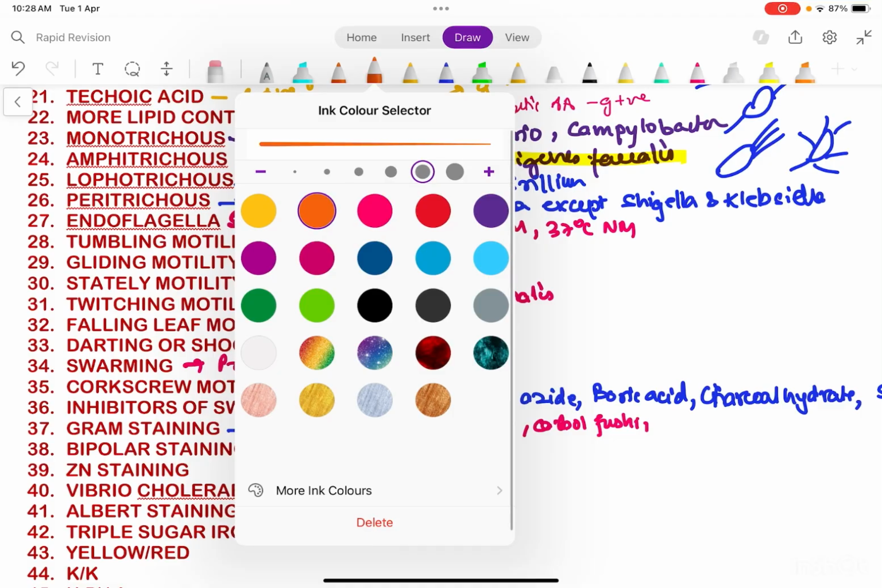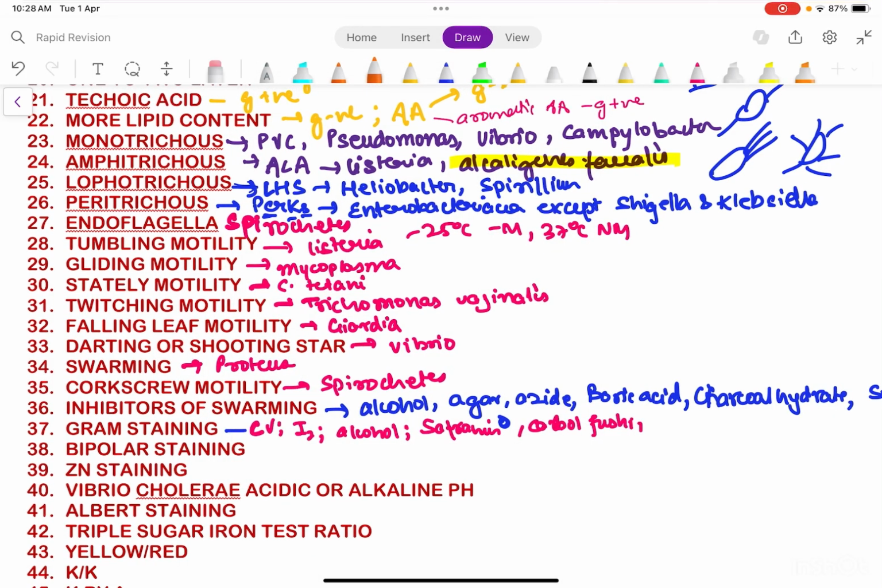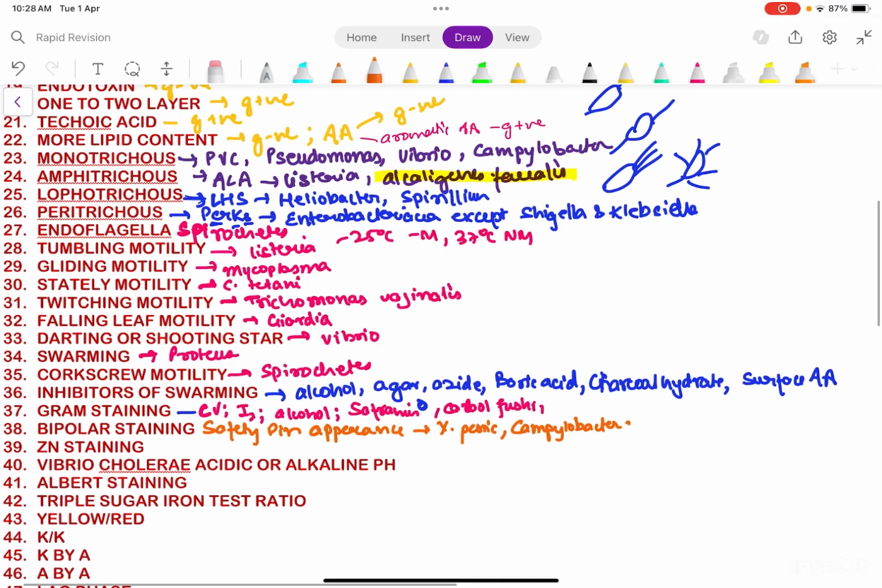Okay, now coming on to bipolar staining. Now bipolar staining, they ask which pattern is seen, so it's a favorite question, so you have to know its safety pin appearance, and it is shown by a number of organisms like Yersinia pestis, then Campylobacter, granulomatis, then H. ducreyi, then Pseudomallei.